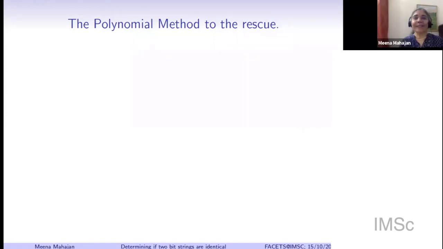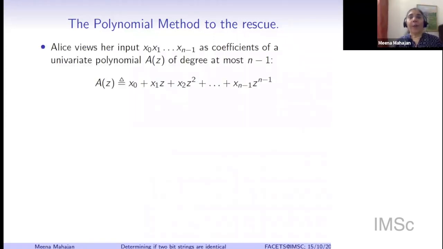Yeah. Okay, thanks. Okay, so the polynomial method. What is this polynomial method? In this polynomial method, Alice and Bob are going to think of their inputs not as bit strings, but as polynomials. And how are we going to do this? Well, Alice thinks of her bits x0, x1 to xn minus 1 as coefficients of a univariate polynomial. That univariate polynomial is this. A of z is x0 plus x1 into z plus x2 into z square, x3 into z cube, up to xn minus 1 into z raised to n minus 1.